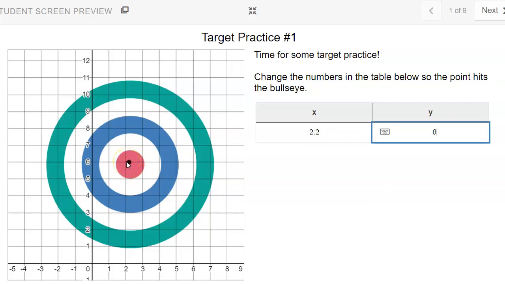There are more screens like this where you do target practice with this activity. Try them. If you run into any trouble, please send me an email. I'm here to help you. And good luck with your target practice.